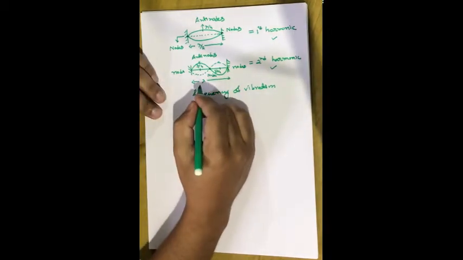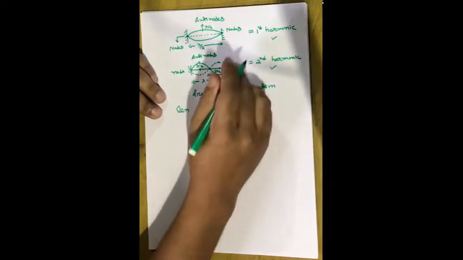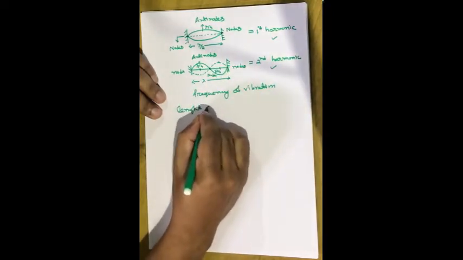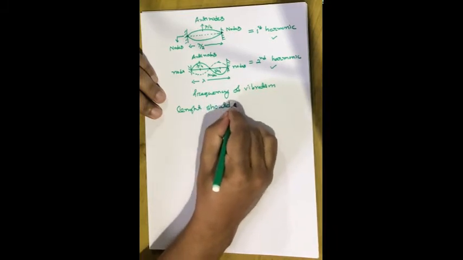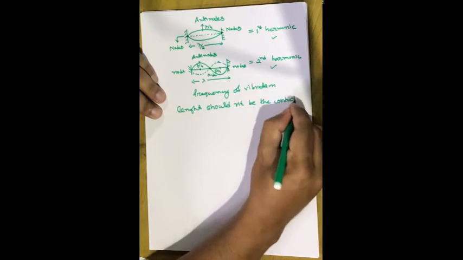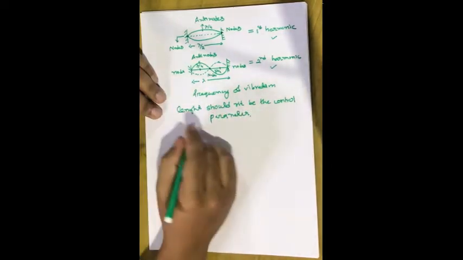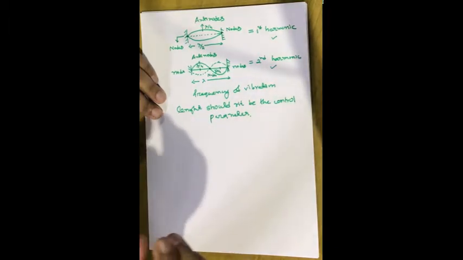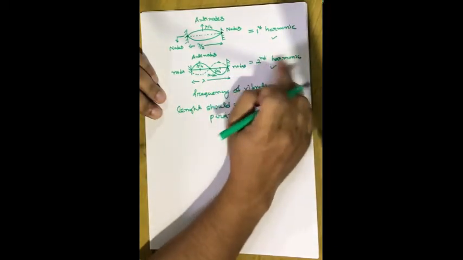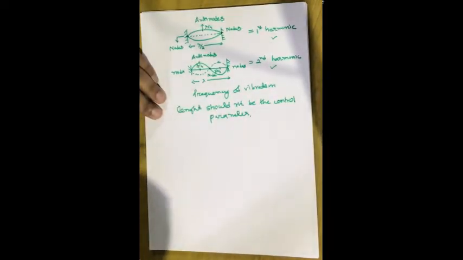Therefore, our control parameter should not be the length of the string to excite the harmonics, right? Length should not be the control parameter. Rather, we want the frequency to be the control parameter, so that we can hit a particular frequency to produce this kind of harmonic, first harmonic or second harmonic or third harmonic, by choosing an appropriate frequency.